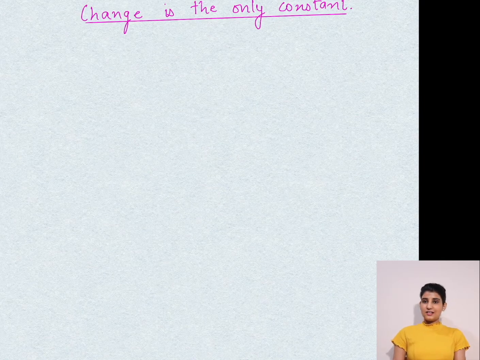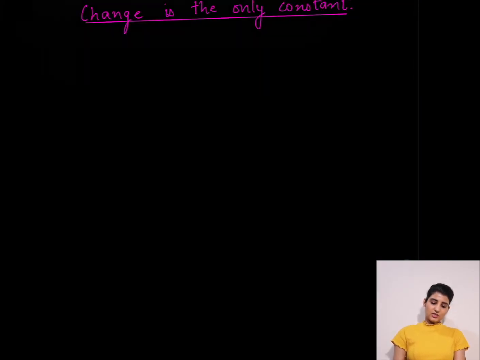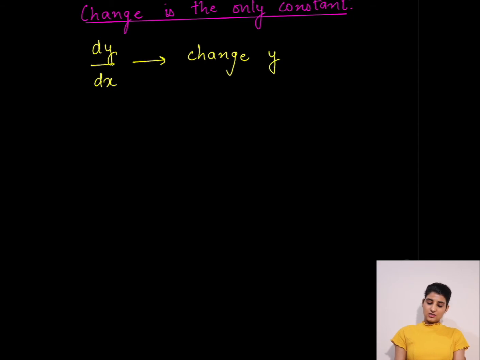And in our calculus class, we learned the meaning of the derivative. dy over dx means change in y with respect to x. Like how the function y is changing if we are changing x. So this was the meaning of dy over dx, the derivative.